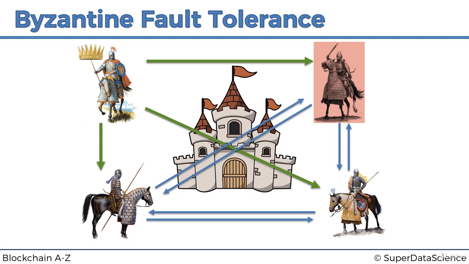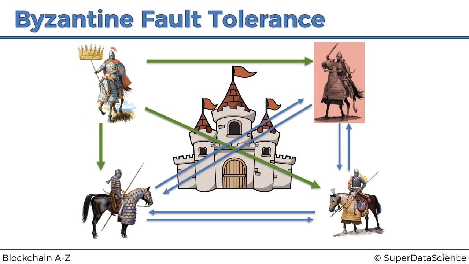But he's made up his mind. He doesn't really need to know what they're saying. Now it's between them to decide what they are going to do with this order. They don't know, is he the traitor, is he not the traitor? So what they've agreed is we're going to relay what the general said to everybody else, and then we'll take the majority of the votes.